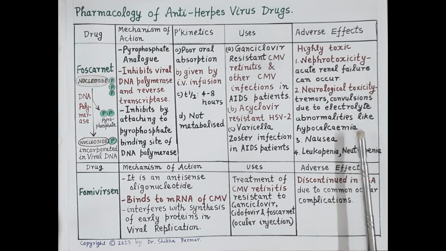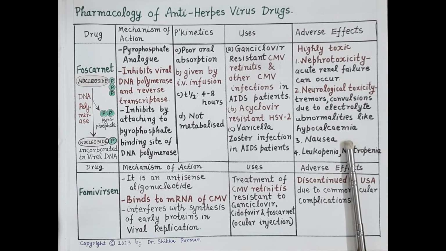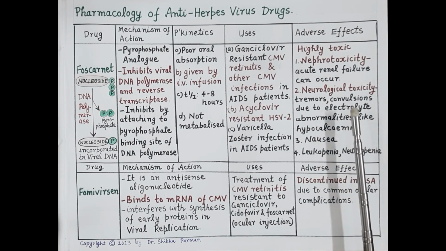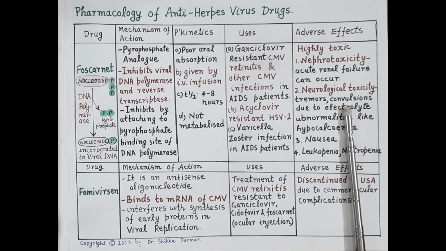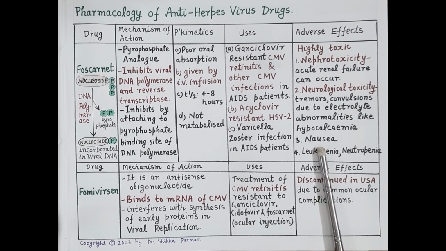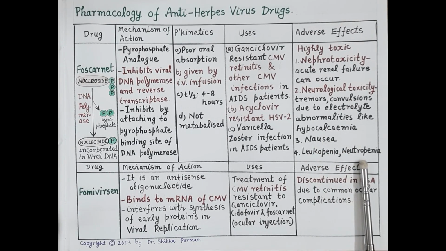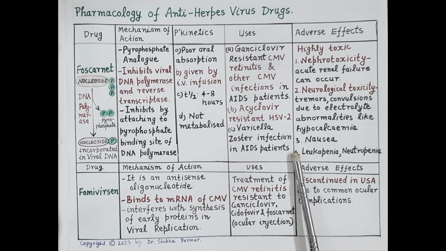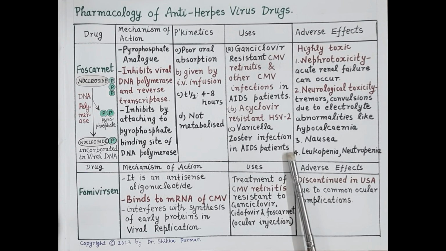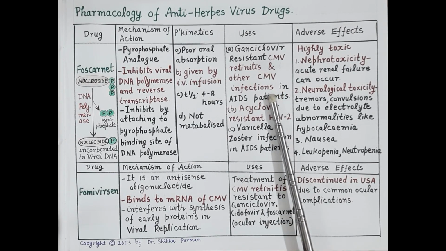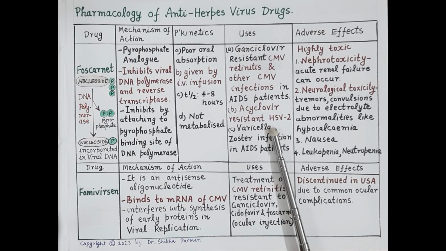For example, Foscarnet causes hypocalcemia. So, hypocalcemia causes occurrence of convulsion. In addition to this, Foscarnet can also cause nausea, leukopenia, neutropenia. So, this is the pharmacology of Foscarnet. Very important to remember here that Foscarnet is used for the treatment of Ganciclovir resistant cytomegalovirus infections and Acyclovir resistant genital herpes.